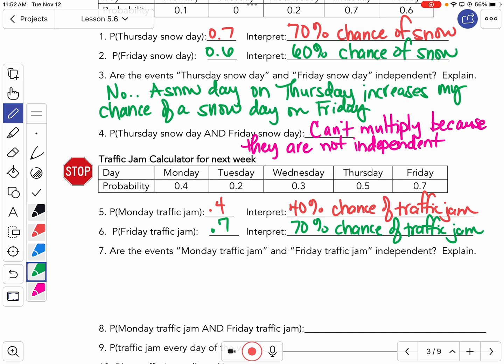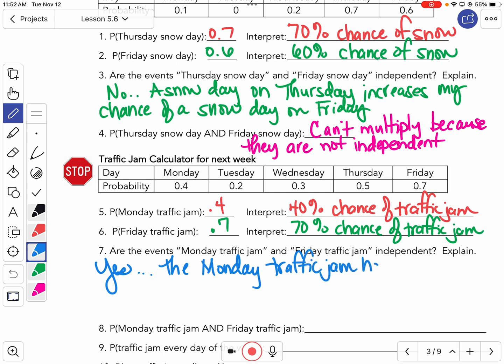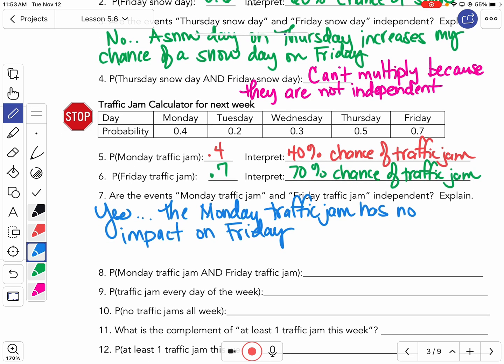Okay. So are they independent? We would say yes. Okay. The Monday traffic jam has no impact on Friday. All right, so with that being said, these are independent events, okay? They're independent. And when we have independent events, we can multiply for the probability.